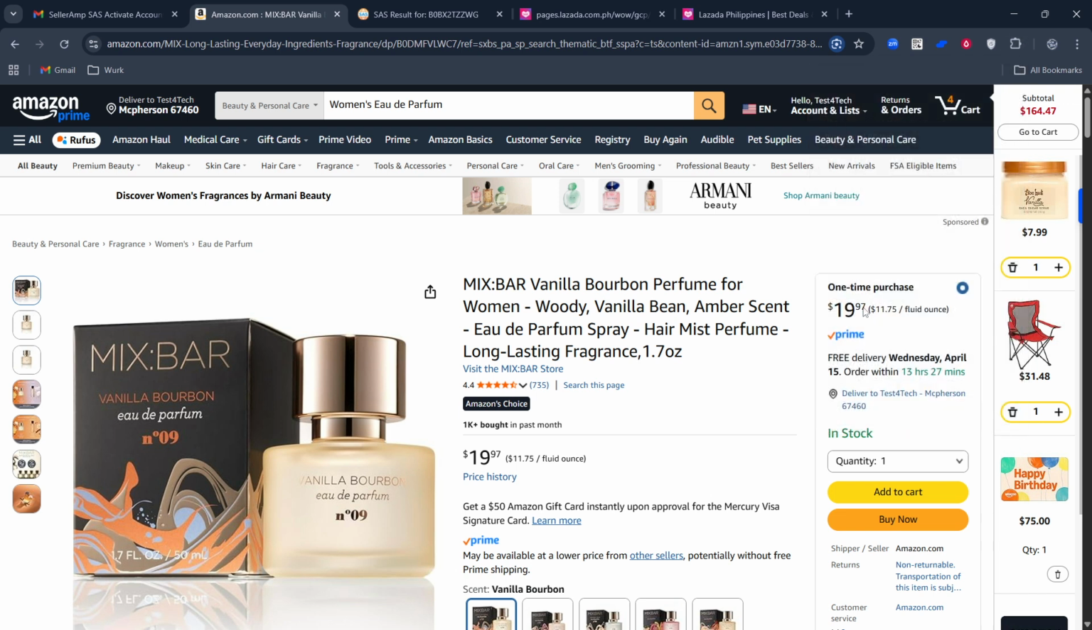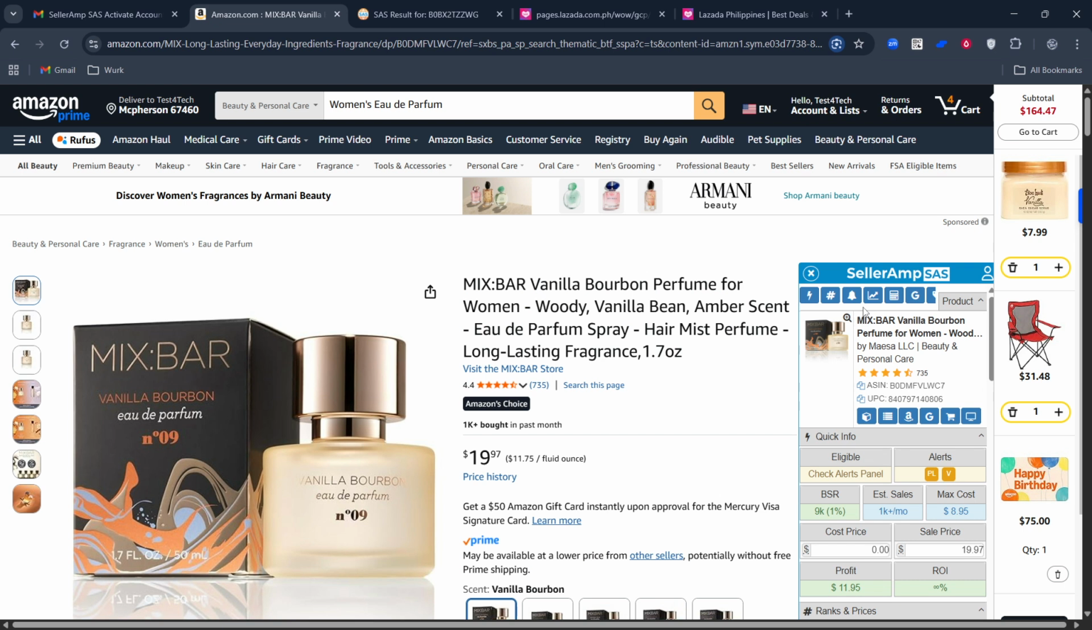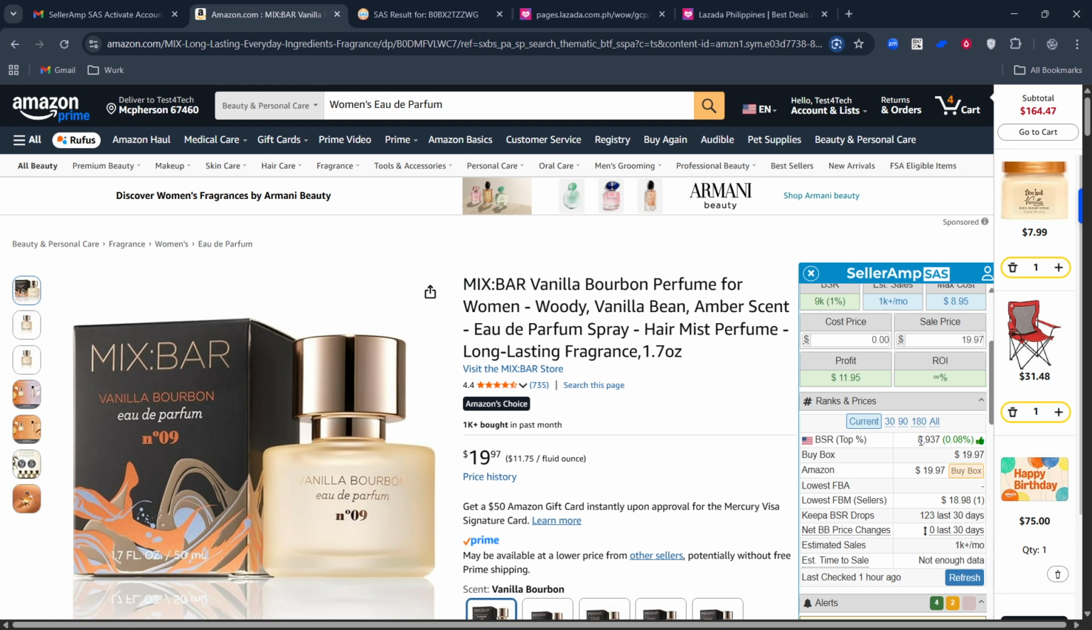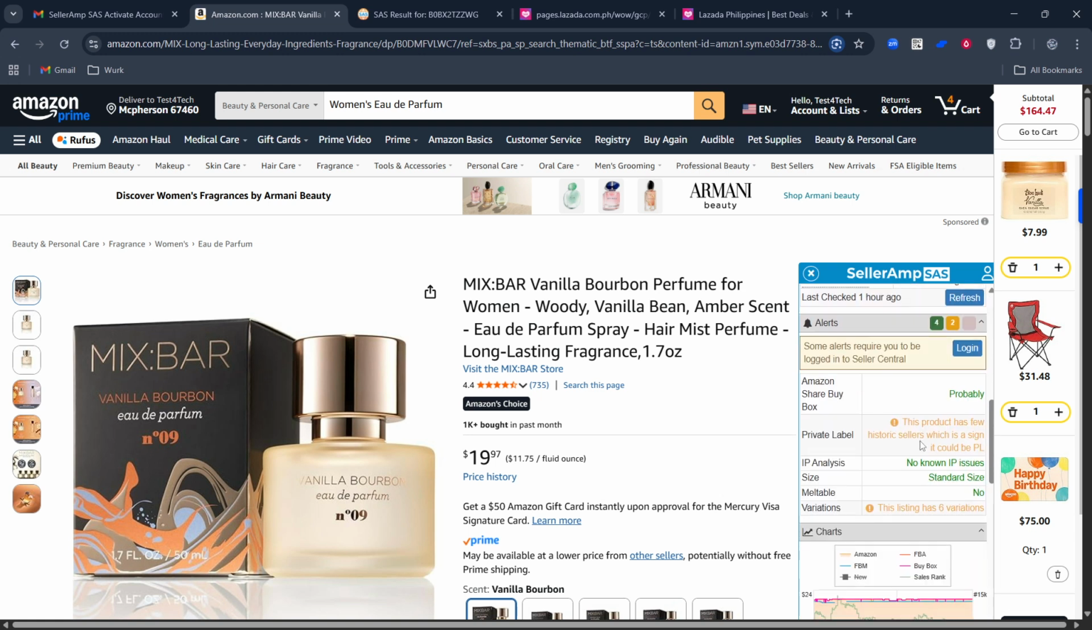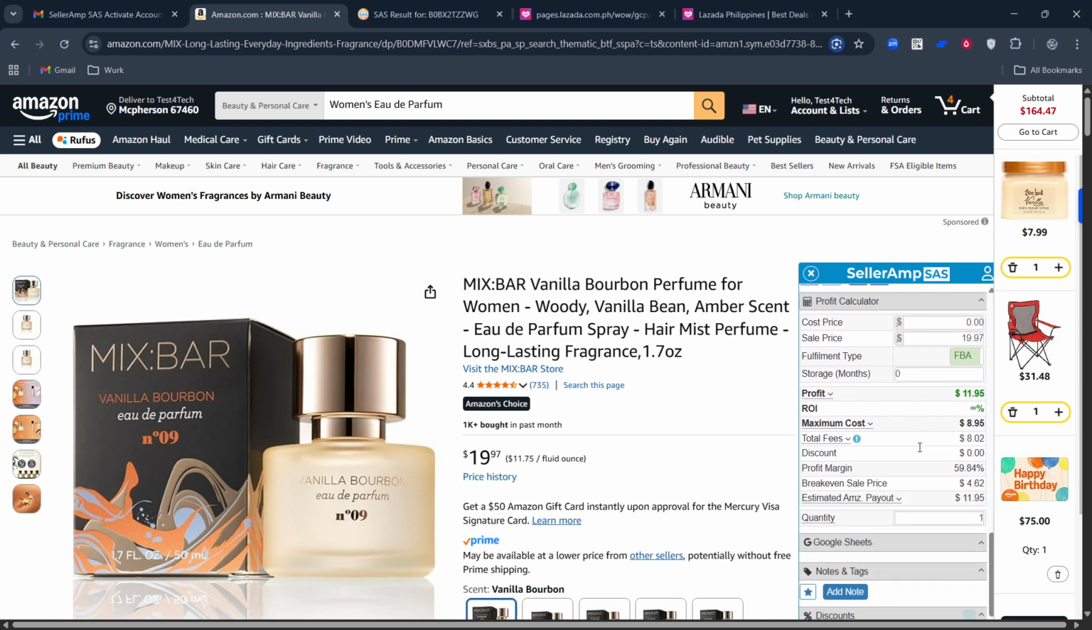First, check whether you can sell the product. Look at restrictions to see if your account is eligible, and pay attention to any hazmat or intellectual property alerts. If there are variation issues, make sure you're matching the exact size, color, or pack quantity. Selleramp will clearly indicate whether the product is sellable for your account.